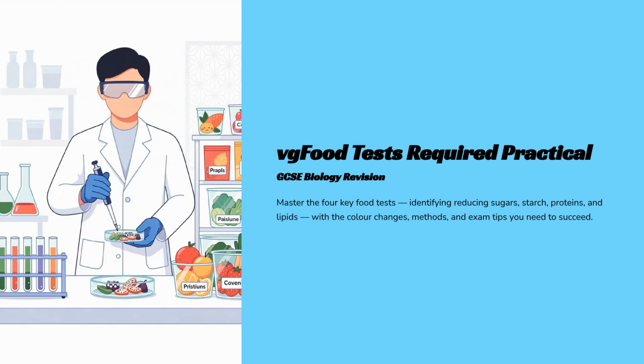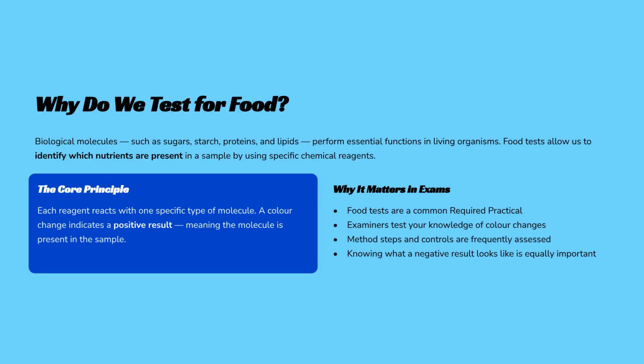Welcome to this video on the GCSE Biology required practical for food tests. We will cover the 4 key tests for identifying reducing sugars, starch, proteins, and lipids, including the necessary methods and important exam tips.